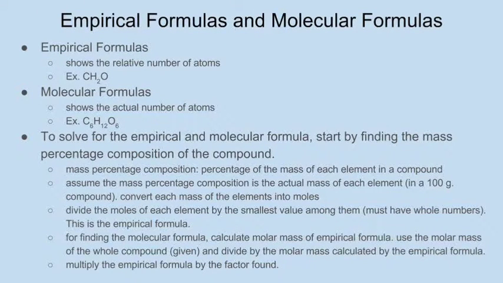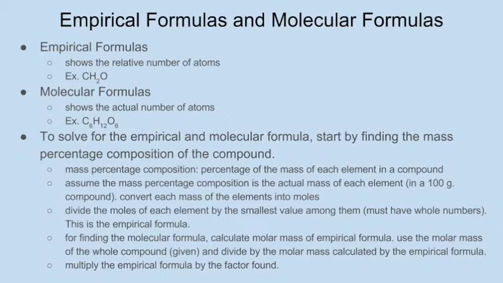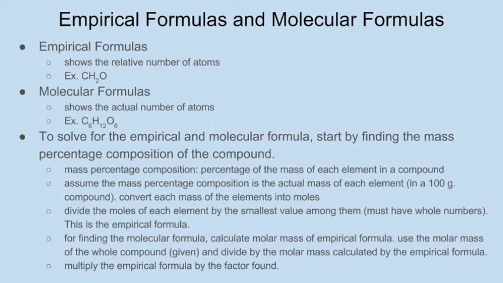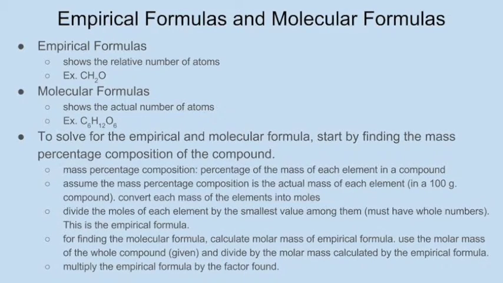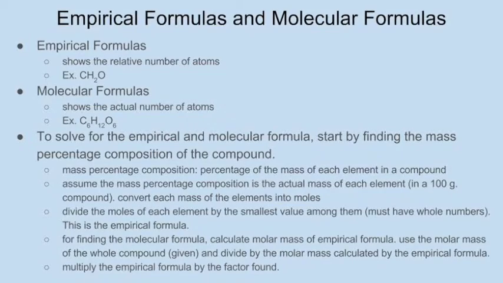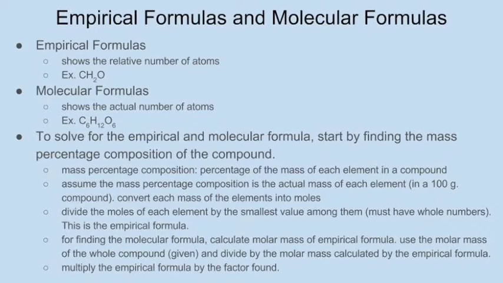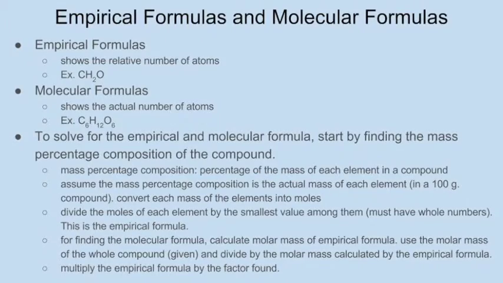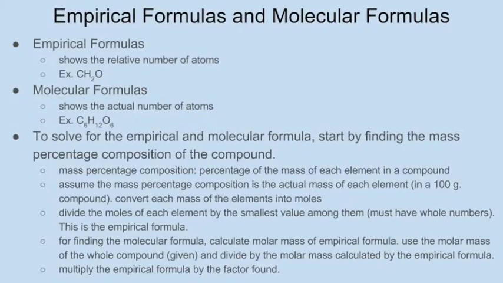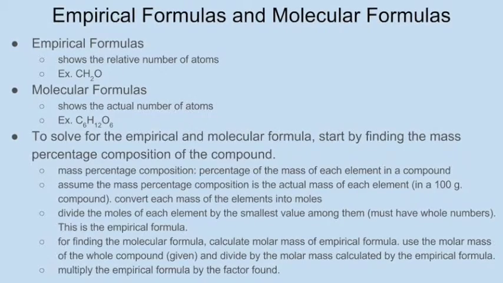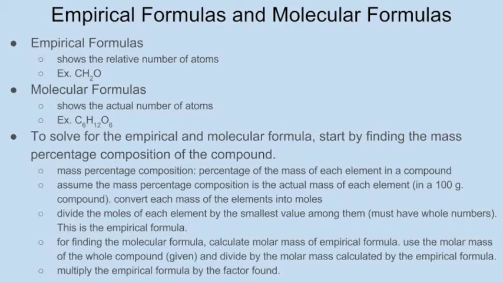Next, we look at empirical formulas and molecular formulas. Empirical formulas show the relative number of atoms. So for instance, if we have CH2O, this shows the ratio between 1 carbon, 2 hydrogen, and 1 oxygen atom. Molecular formulas, however, show the actual number of atoms. So instead of CH2O, we have C6H12O6.